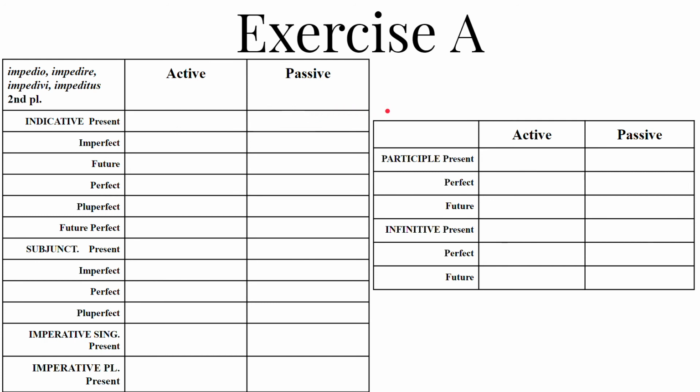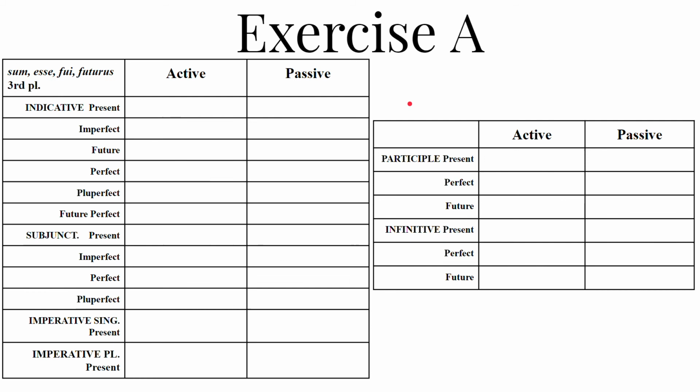Optime, that takes us through the first, second, third -io, and fourth conjugations. Now let's take a look at sum, esse, fui, futurus. So sum, go ahead, cross out the passive voice. There's no passive voice for sum.